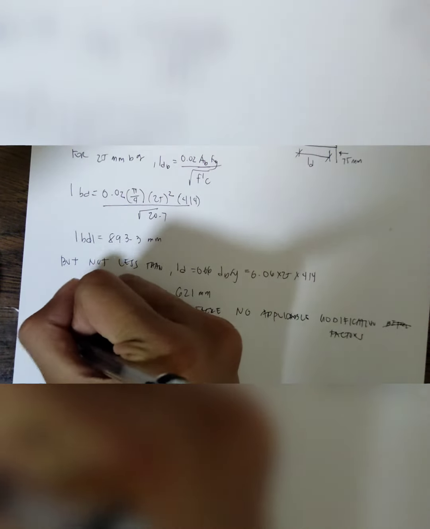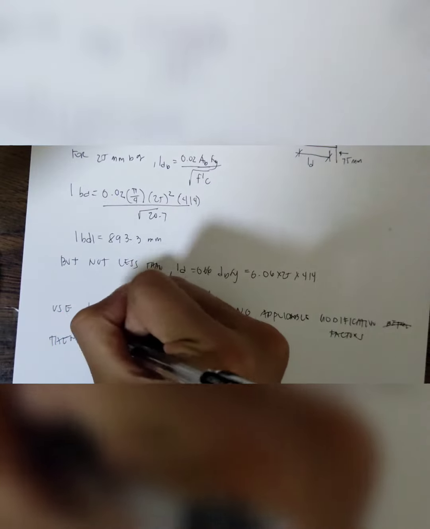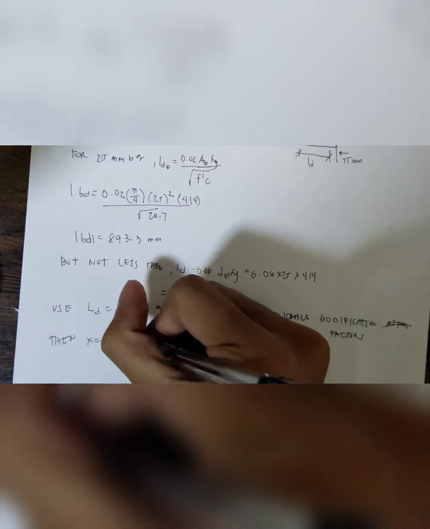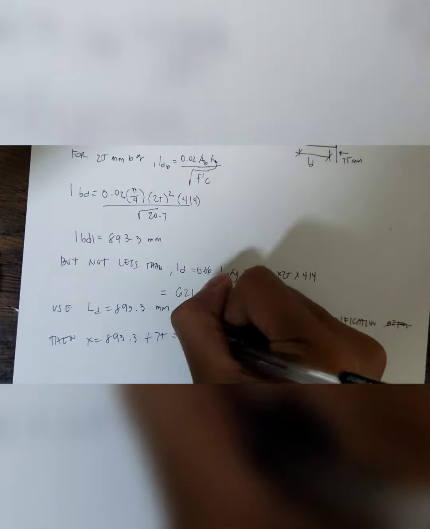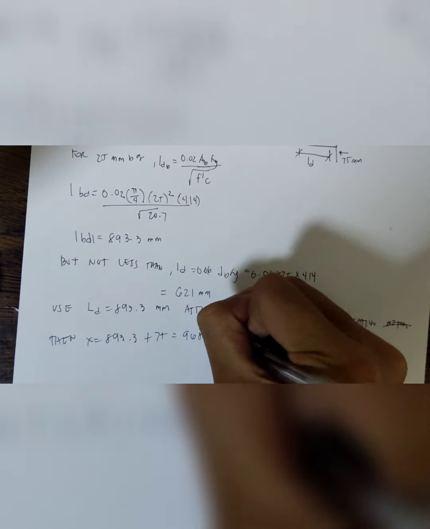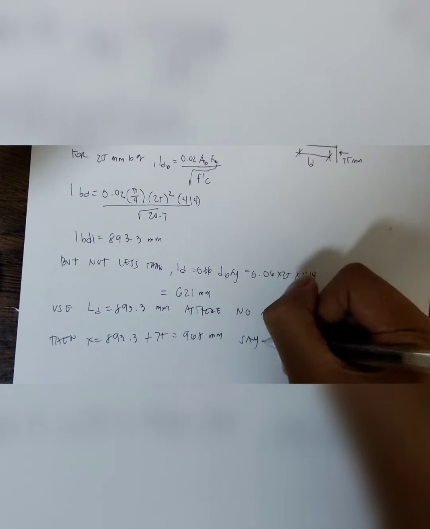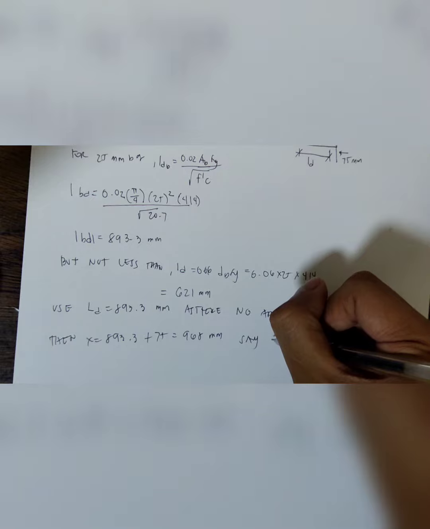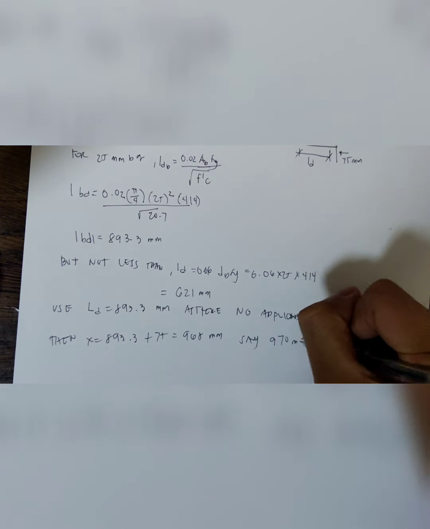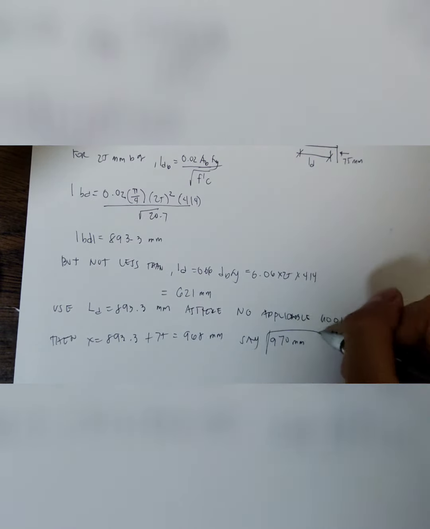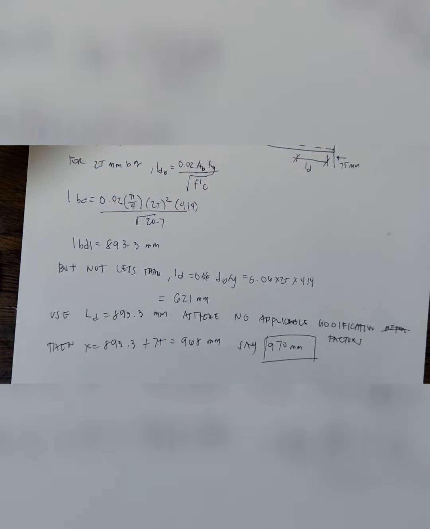Then x equals to 893.3 plus 75 equals to 968 millimeter. Say we round up to 970 millimeter. Thank you.